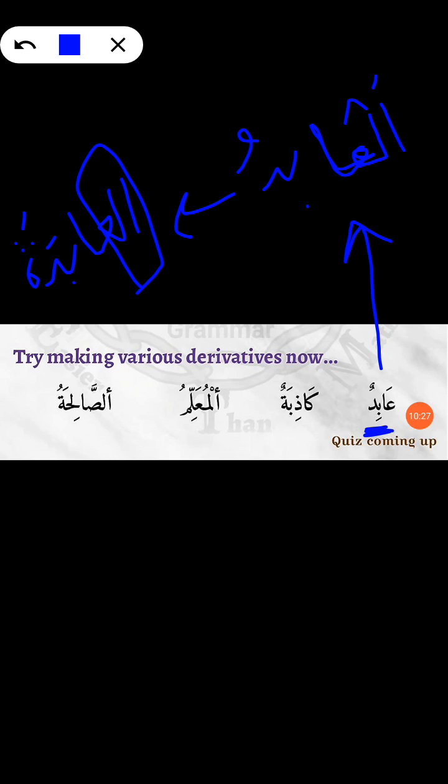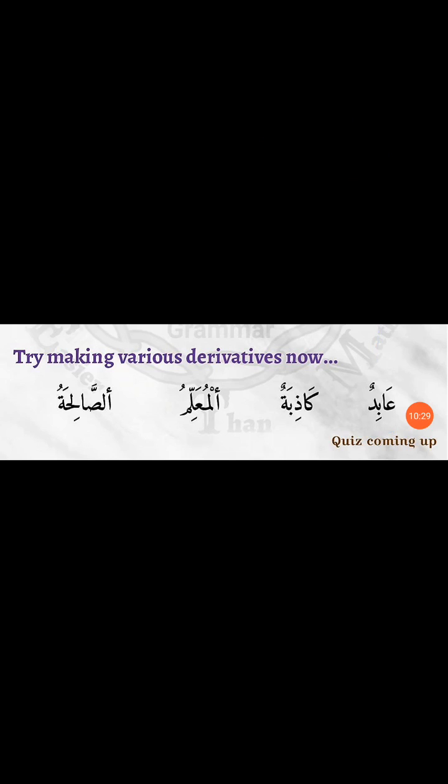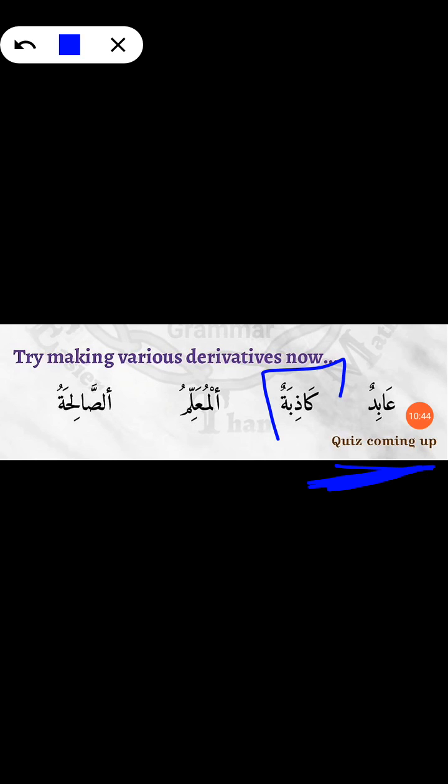Okay, so you are going to practice making these. Now, as you can see that I have written here, quiz is coming up. So you need to practice these, and inshallah we're going to practice loads of examples in the next lesson. All right, so our next word is kazibatun. Now this is already feminine. Notice this ta marbuta we have here. So what you're going to do is you're going to go back, retrace your steps, and form its masculine.